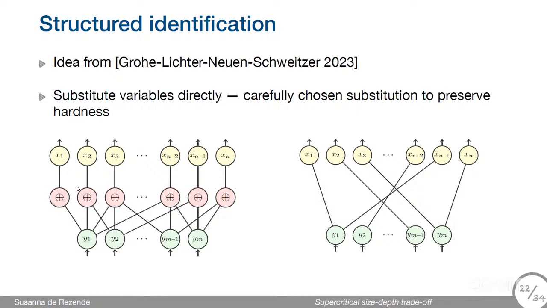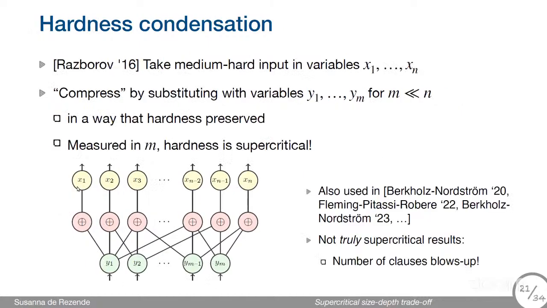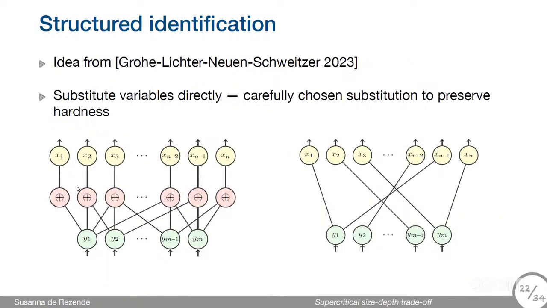What was hardness condensation used for? So we want to reduce the number of variables so that our trade-off, there was a normal trade-off. We want it to be supercritical. Okay, so we need to reduce the number of variables. Before, it was just giving something which was a depth smaller than n. But if we make sure the variables get much smaller, then this depth is now larger than the number of variables. So it becomes a supercritical trade-off. And in this case, I'm not using the gadget, but substituting directly.